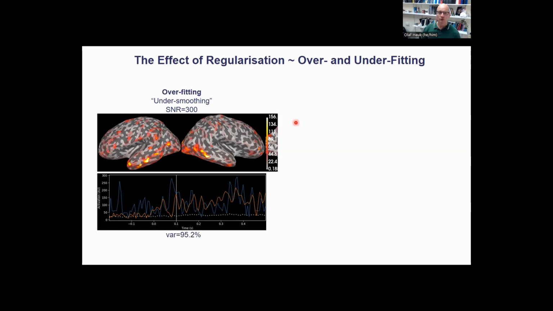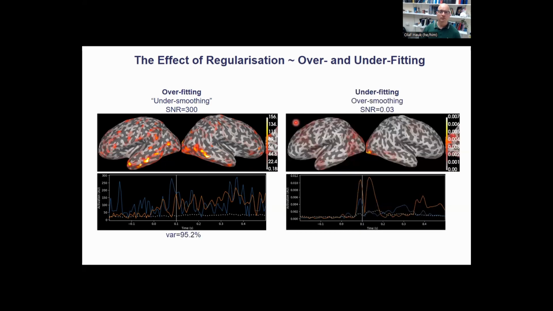So we can then go the other way and under-regularize, if you like. So now I'm specifying a signal-to-noise ratio of 0.03. I'm over-smoothing, under-fitting now, and actually, interestingly, it looks quite reasonable. So the peak is still where it should be. It's in the right hemisphere. Yes, you do see some shade of red here in some parts of the brain where maybe you wouldn't expect it to be, but it doesn't look dramatic.